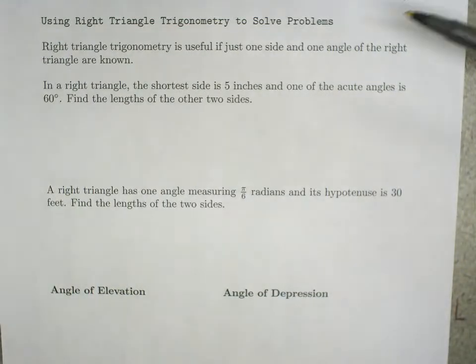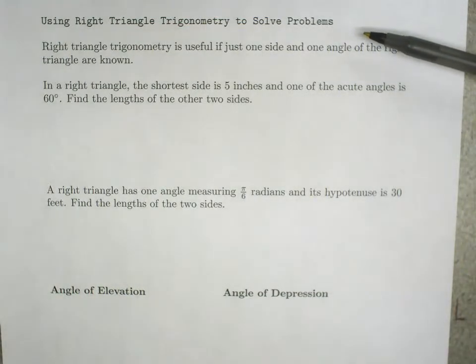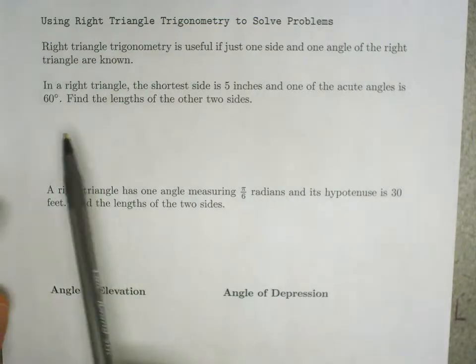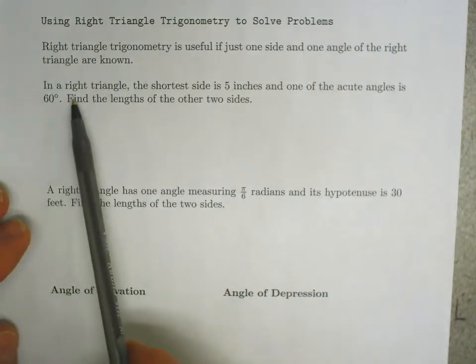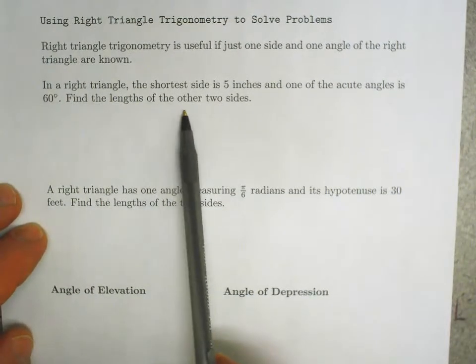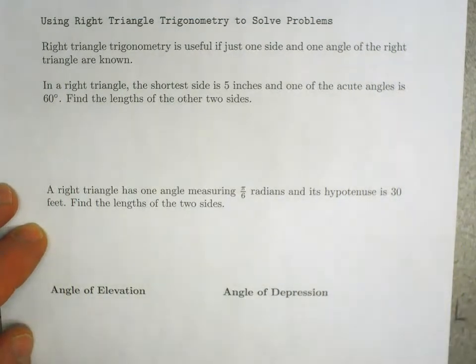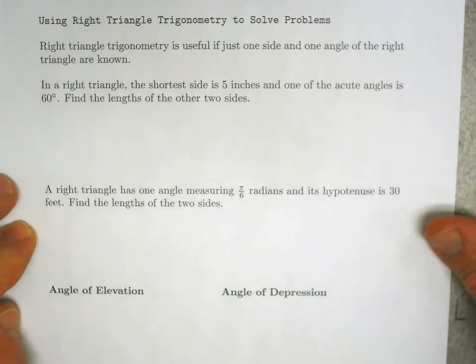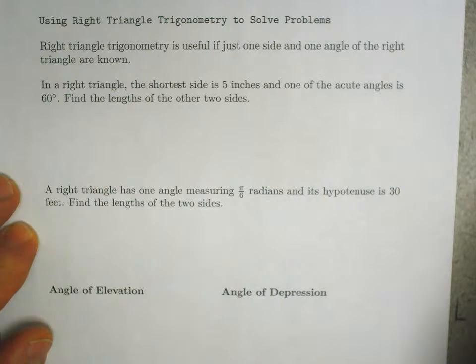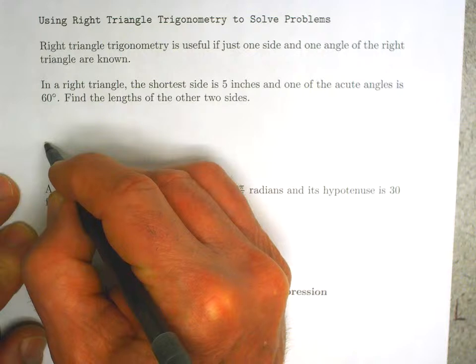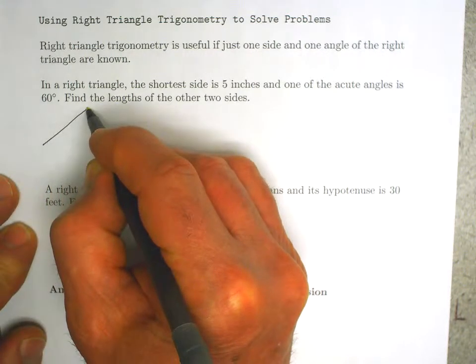So, using right triangle trigonometry to solve problems. Right triangle trigonometry is useful if just one side and one angle of the right triangle are known. So let's work on this exercise. In a right triangle, the shortest side is 5 inches, and one of the acute angles is 60 degrees. Find the lengths of the other 2 sides. Okay, it's a right triangle. We're told that one of the acute angles is 60 degrees.